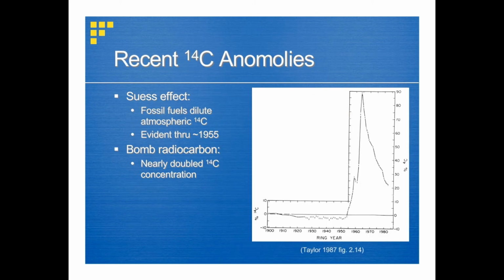Some recent anomalies in radiocarbon. From about 1900 on to about 1950, the level was actually below the norm. The radiocarbon level in the atmosphere was less than steady state, and that's called the Suess effect. It's because of fossil fuel usage diluting the atmospheric radiocarbon, and that changed the ratio by about 3% or so. And then in around 1960, the level in the atmosphere doubled because of atmospheric nuclear testing. And so now, since 1960, the level has been dropping quite rapidly.